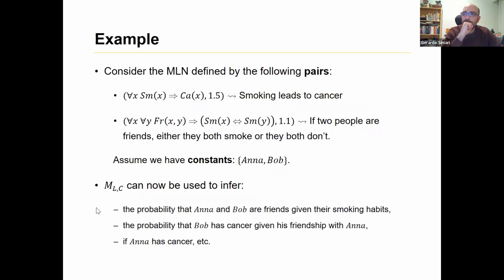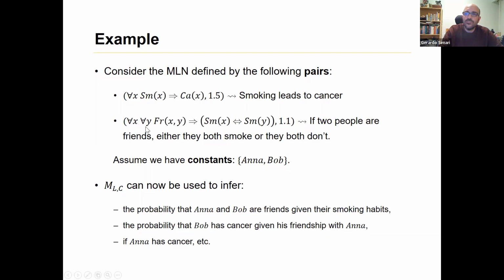So let's consider a Markov logic network defined by just two simple pairs, and this is again a very classic example of what I think they typically refer to as friends and smokers. So we have that first order logic formula: for all x, if x smokes, then x has cancer, with a certain weight, 1.5. So smoking leads to cancer, essentially. And then there's another one that looks more involved, but it's pretty simple as well.